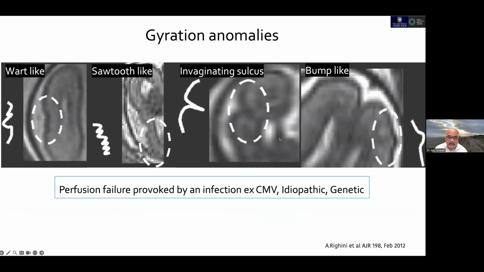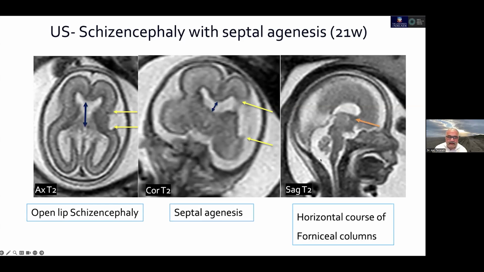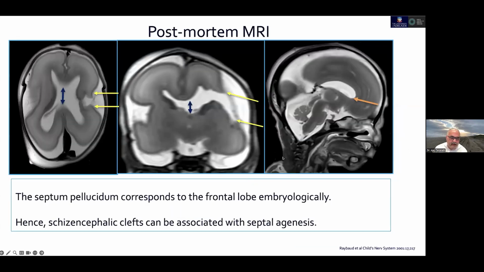idiopathic or genetic. And coming to schizencephaly, this was diagnosed on ultrasound associated with septal agenesis at 21 weeks, where you have the open lip schizencephaly on the axial and coronal T2 weighted images, and on the sagittal, because you don't have the septum, the fornix has a horizontal course and is low lying, as I explained earlier. And this is confirmed on the post-mortem MRI, where you see all those findings. Important to remember here that the septum pellucidum embryologically corresponds to the frontal lobe, and therefore schizencephalic clefts are associated with septal agenesis.